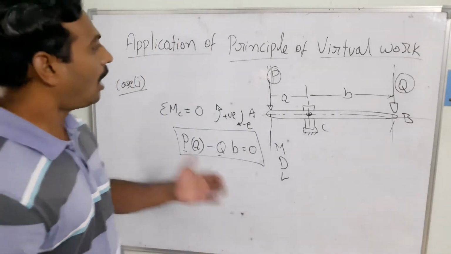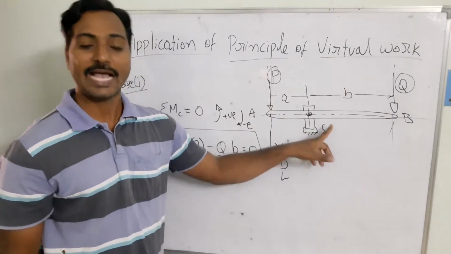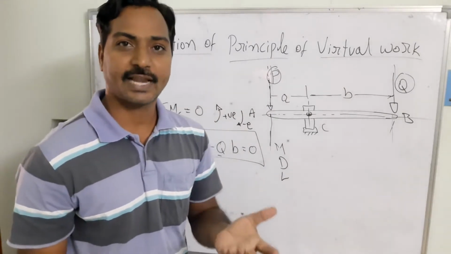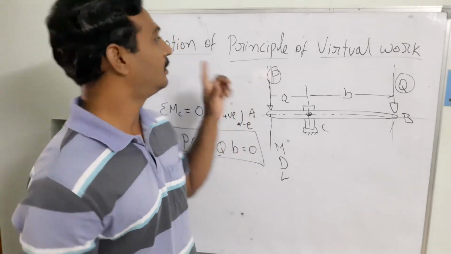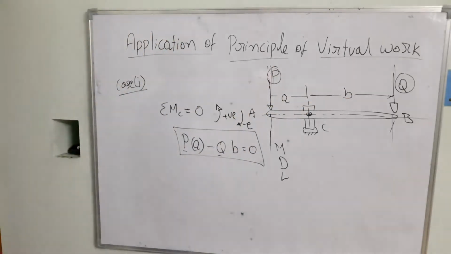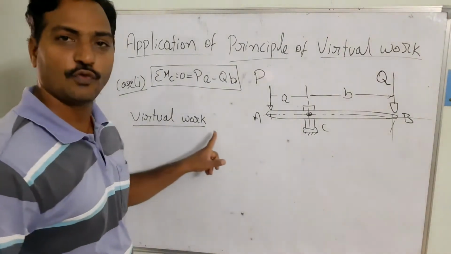But now how can we apply the principle of virtual work for this condition? As we know, the total work acting on your body because of the group of forces acting is equal to 0. So we apply the principle of virtual work method to find out that part. Now we are applying the principle of virtual work.